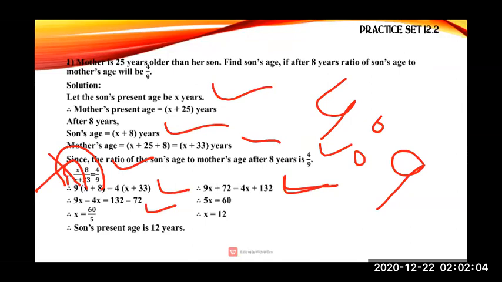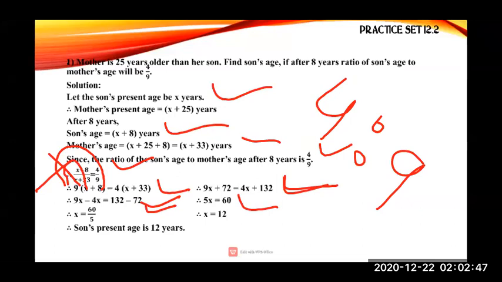So 9x will be kept here, there only. Then it is plus 4x, where if it is going to the left hand side, it becomes minus 4x equal to 132, which is on the right side, so it will remain there only, and plus 72 when it comes that side, it becomes minus 72. So the next is 9 minus 4x, 9 minus 4x is becoming 5x equal to 132 minus 72.